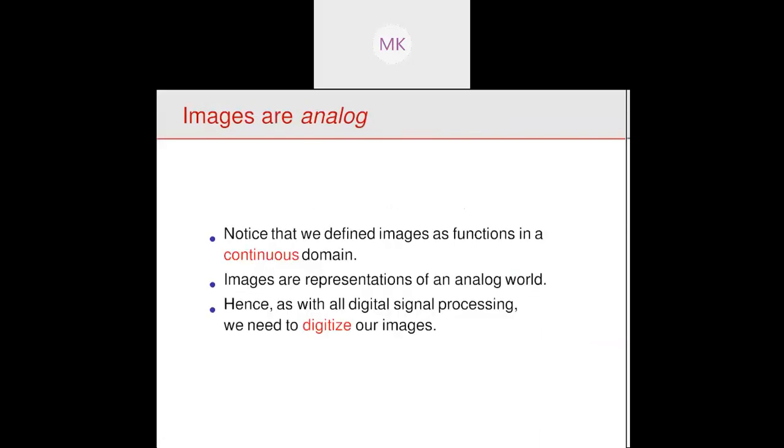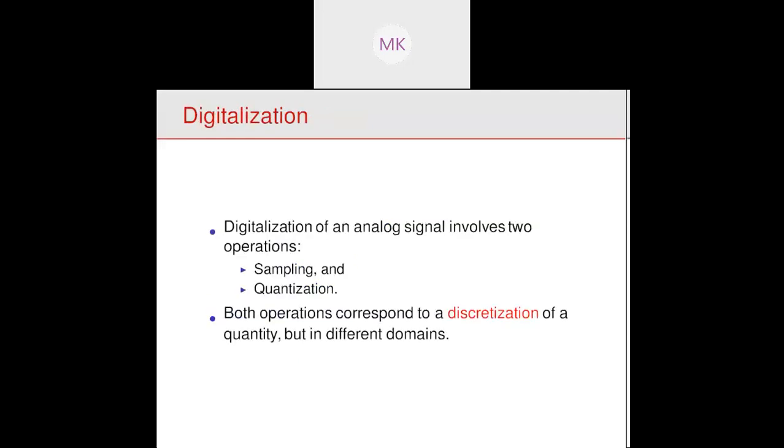Images are analog, so we consider images as functions in a continuous domain. We need to convert the analog form of the image into digital form, in terms of zeros and ones. The same process is termed digitization. Digitization makes use of two techniques: first the sampling technique and second the quantization technique. So we assign zeros and ones, that is, the discretization of the quantity in different domains.